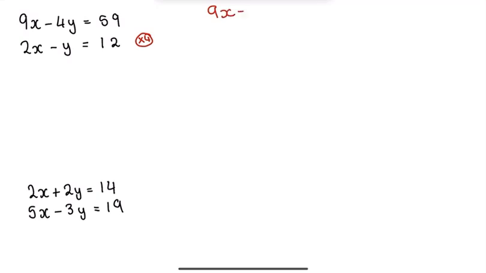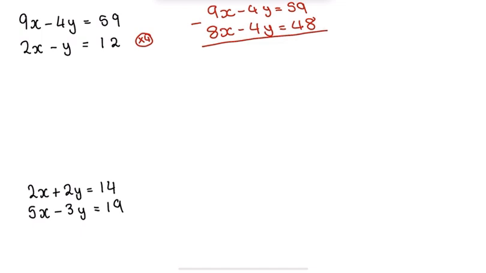So my top equation stays exactly the same, whereas my bottom equation, I'm timesing everything by 4. So I'm going to get 8x minus 4y equals 48, and it's so important you times everything. Now here I've got two negatives, the signs are the same, so that means I'm going to subtract. 9x take away 8x is just x. 59 take away 48 is just 11.